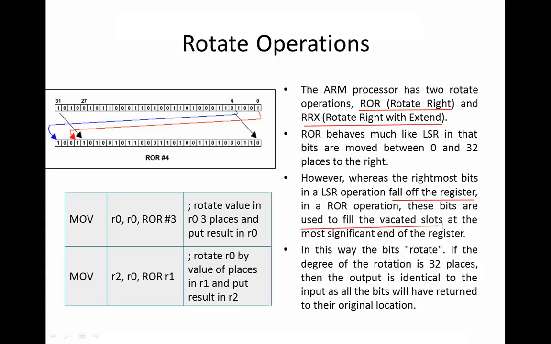So vacant slots are filled here, that is on the MSB side, not randomly. Not just zeros, but whatever values were left out. Only those values are going to be filled, so you have these values actually filling it.